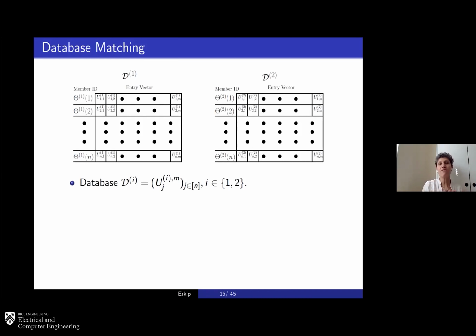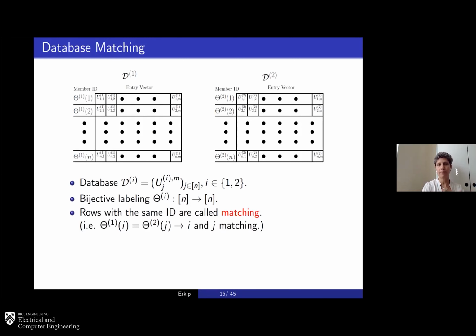Okay, so we're going to envision two databases, D1 and D2. These databases consist of N members, which correspond to rows. And each member has M attributes, which correspond to columns. We're going to assume for simplicity that both of these databases have the same number of rows and the same number of columns, though we think that some of the principles could be carried over if they did not have the same number of rows and columns.